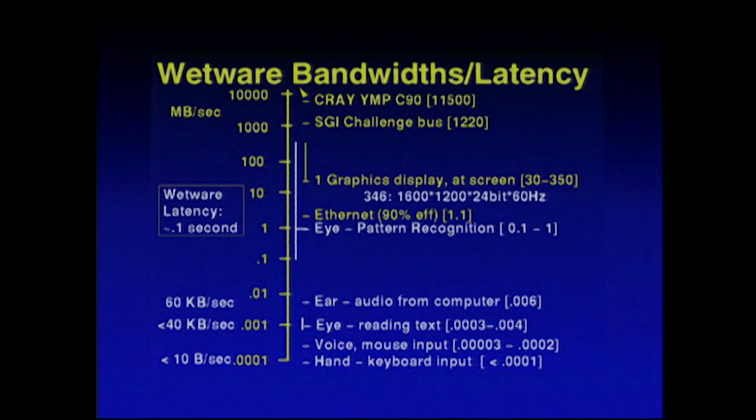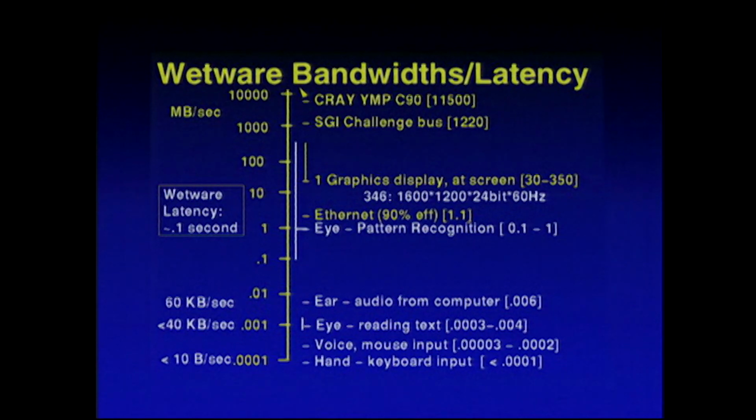Well, now let's come to the really bad news on the next graphic. This is the bandwidths and latency of us wetware. How do we stack up with those computers? Well, the latency is pretty easy to specify. It takes about 1/10 of a second for a human being to think about anything and do anything, no matter what you do. This is not very fast. This is a problem. Even worse are our bandwidths.